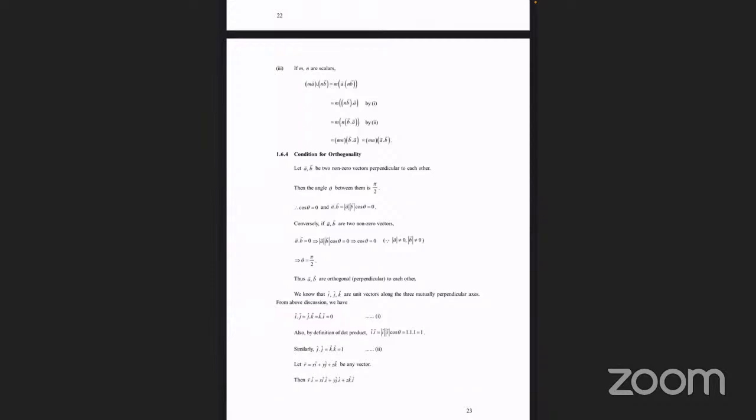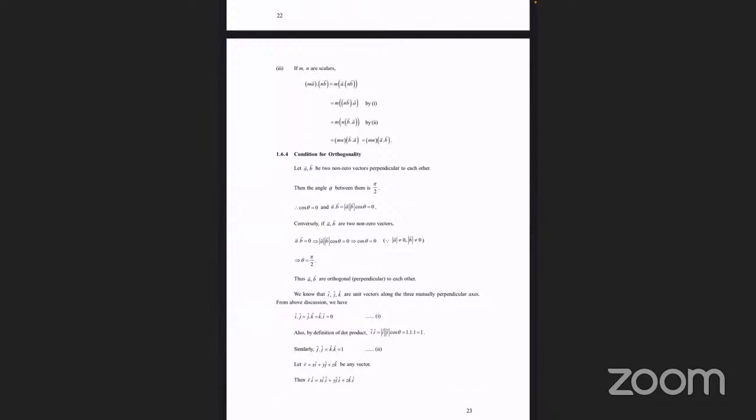Whenever you find the dot product of two vectors, if you get the value as 0, then we say that the two vectors are perpendicular or orthogonal to each other. When they are orthogonal, what is the dot product? A dot B is equal to modulus of A modulus of B cos theta. Whatever the theta is, the theta value will be pi by 2, that is 90 degrees, and cos 90 degrees is 0. So that's why A dot B is equal to 0.